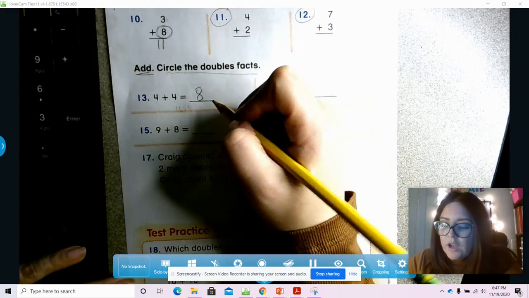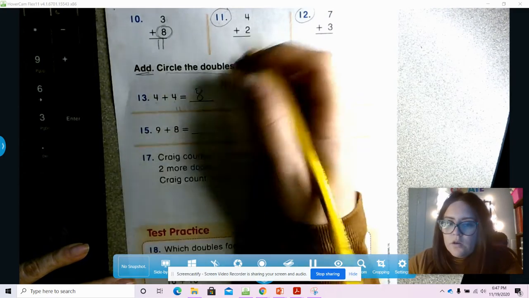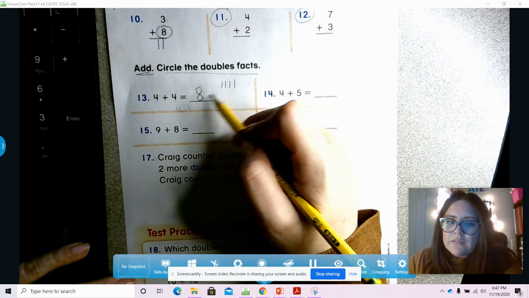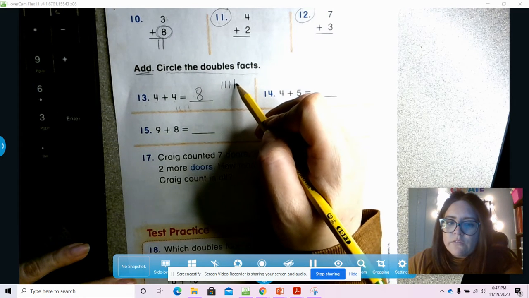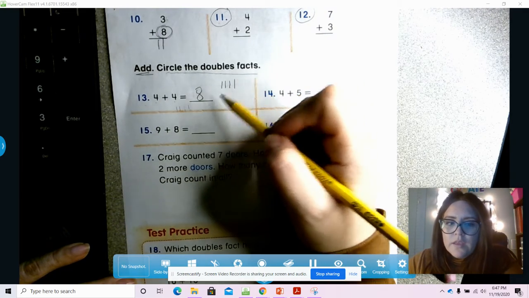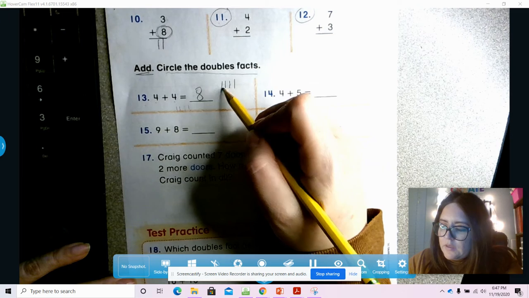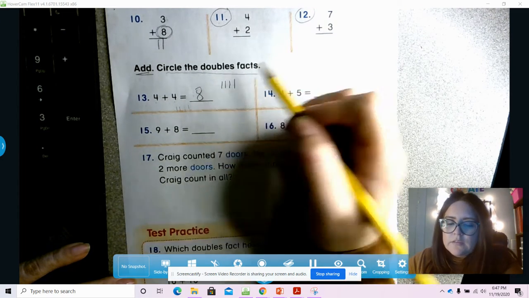If I'm not sure of that answer, I would do 1, 2, 3, 4. And because it's a double, I would add this 2 times. 1, 2, 3, 4 plus 1, 2, 3, 4. And that equals 8. So it would be 1, 2, 3, 4, 5, 6, 7, 8.